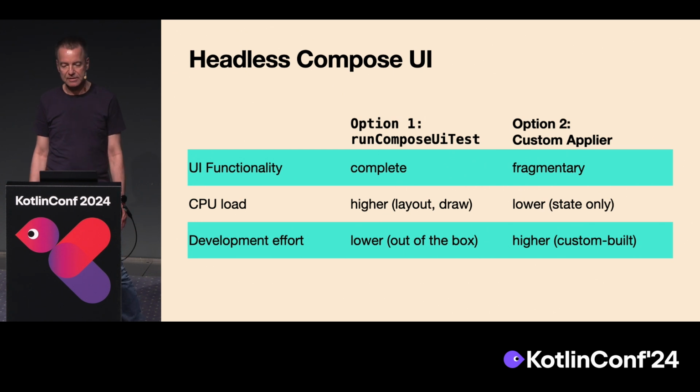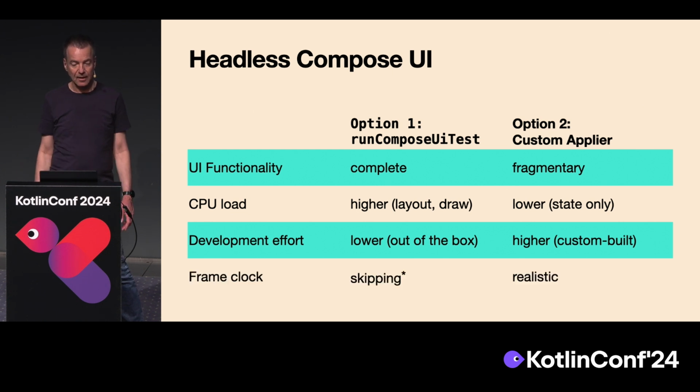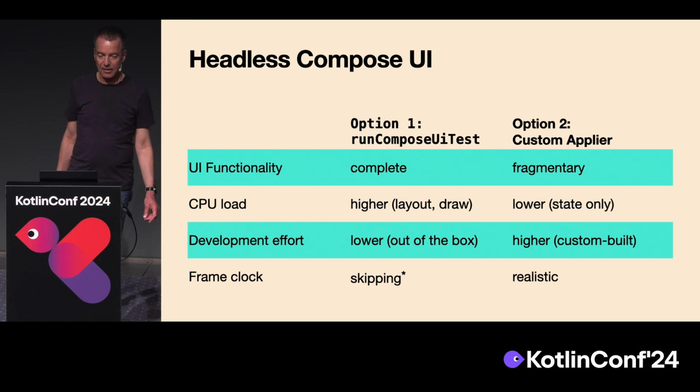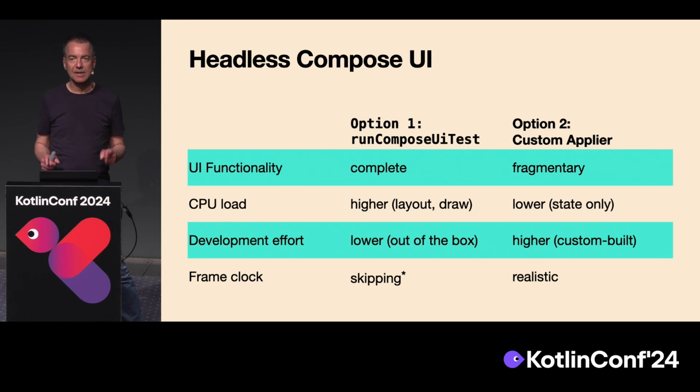Development effort, of course, is different. If you have lots of different composables, it is a higher development effort to build the custom applier and convert each composable. If we use Run Compose UI test, we can use them as is. And also, a frame clock is there. Run Compose UI test uses a skipping frame clock, so it wouldn't do the normal 60 or whatever frames per second for animations and stuff. So this is not as realistic as if we would use a custom applier with a regular frame clock. So what we're using depends on our goals.